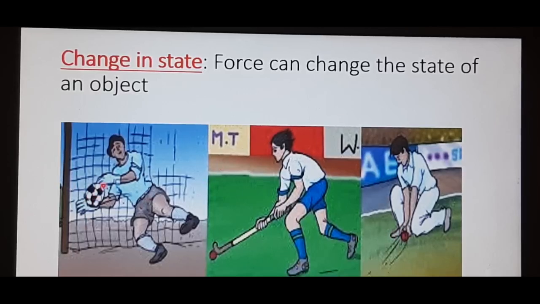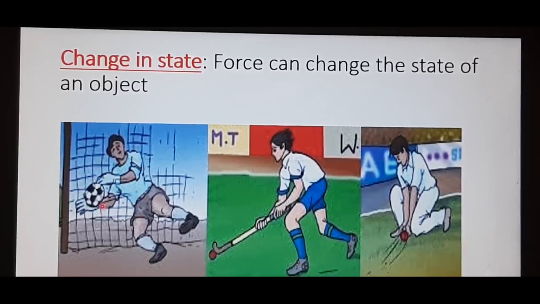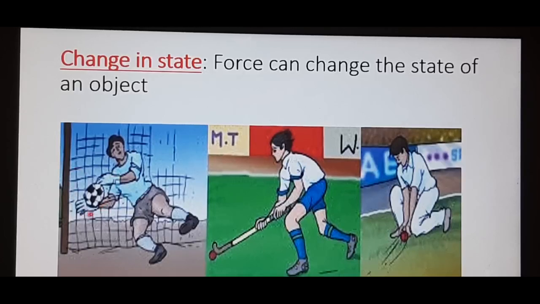Here, this football was in the state of motion, and this person with his hands applied force to catch this ball, and by applying this force, this ball comes to the state of rest. See, from motion, on the application of force, this comes to the state of rest.